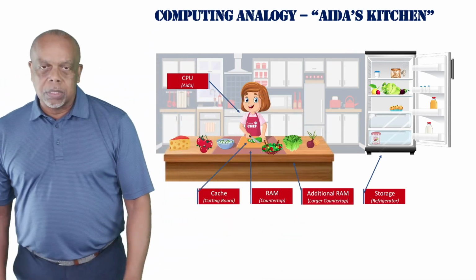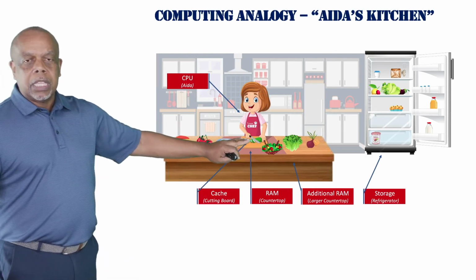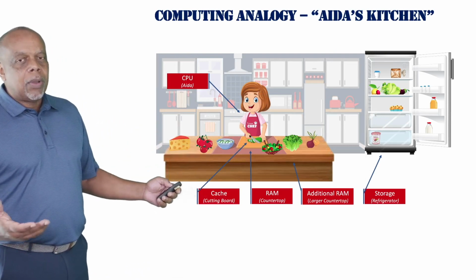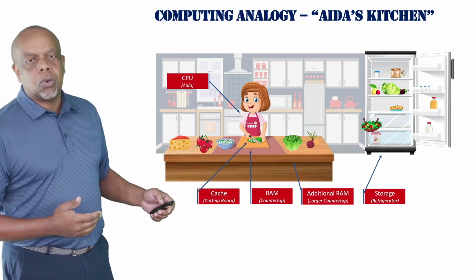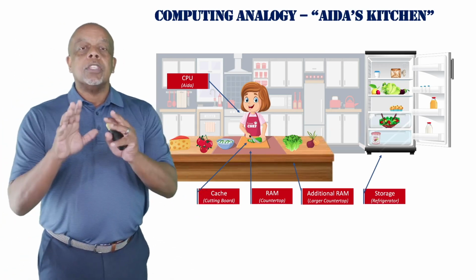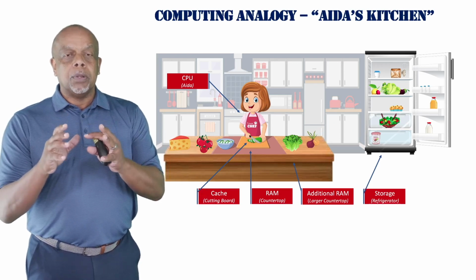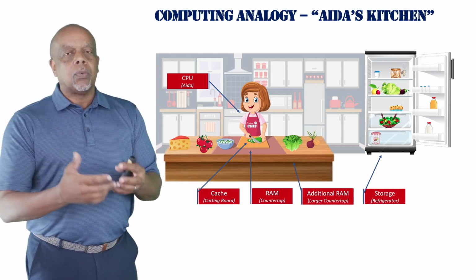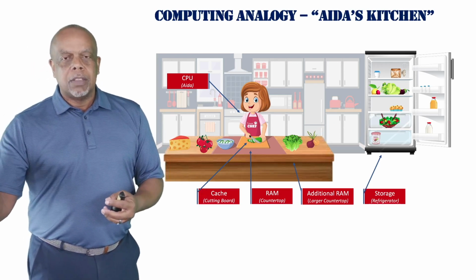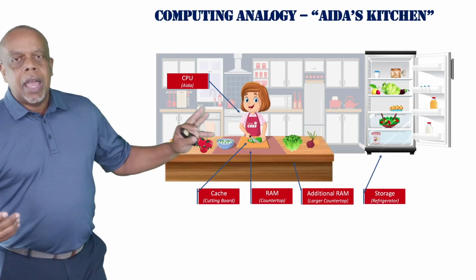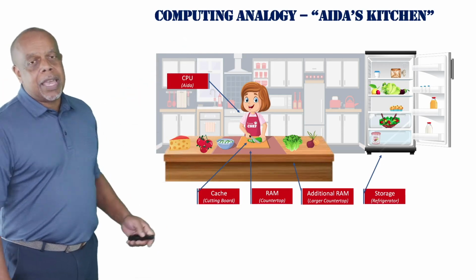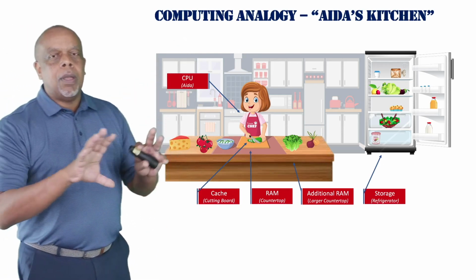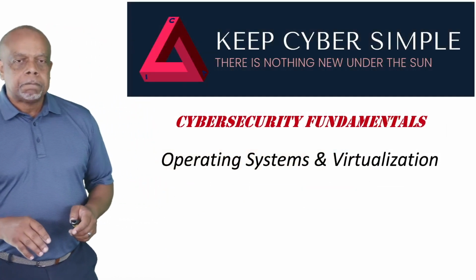Now she makes this delicious salad, and where does it go when she finishes with it? She's not ready to eat it or serve it just yet, so it goes back to storage; she puts it back in that refrigerator. The same thing we do in a computer environment. When we finish with a document, where does it go? It goes back and is saved or stored on our hard drive. Ada's kitchen computing analogy. Hope that helped you bring all those pieces together.